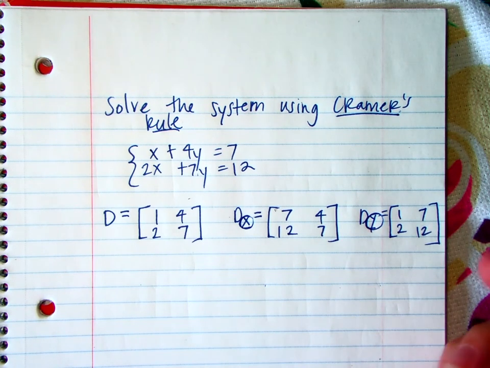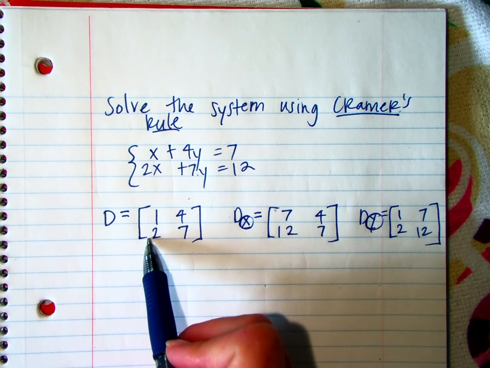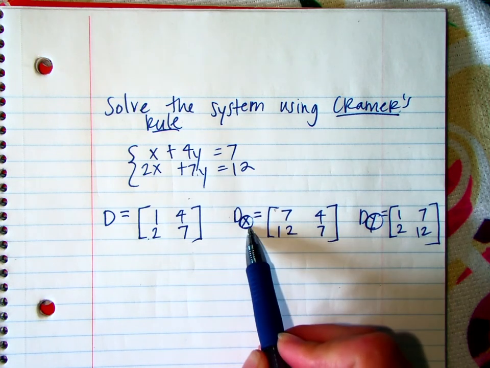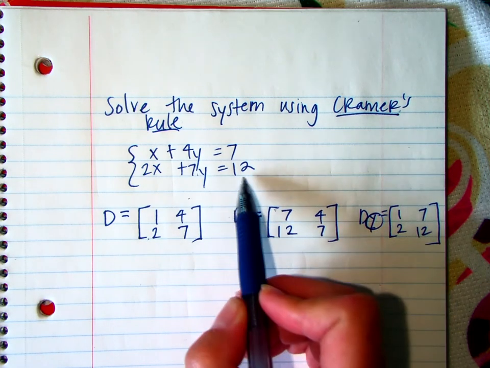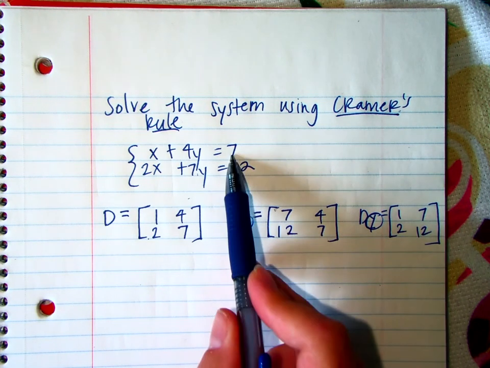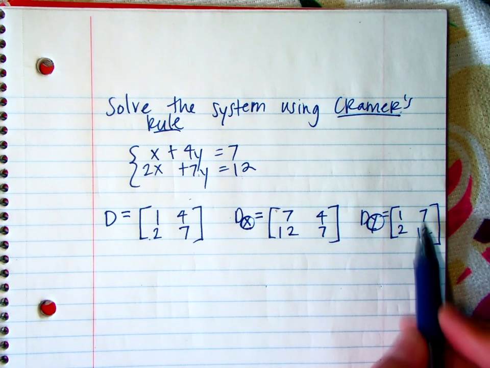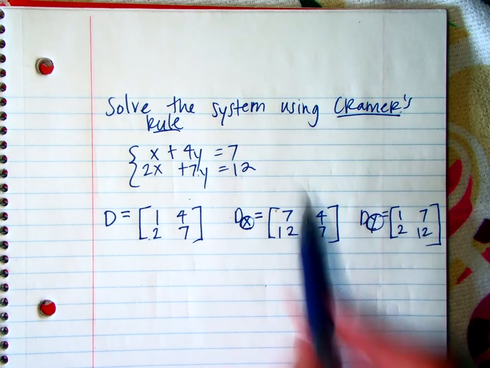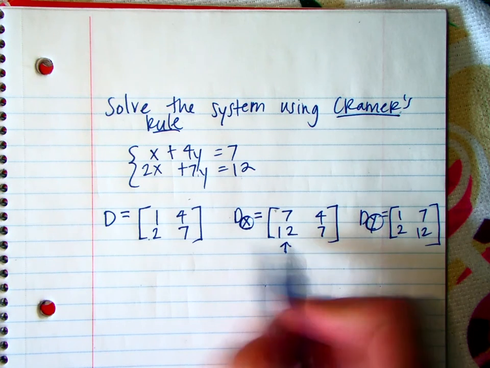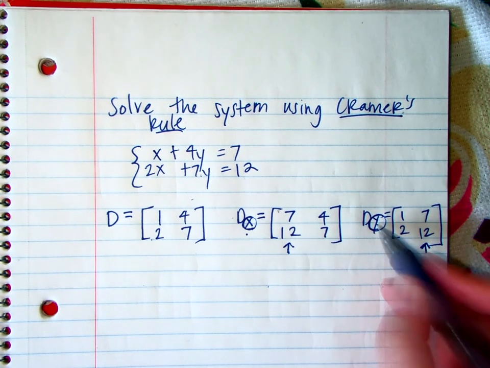If you look here at the coefficients of X, they were 1 and 2, right? That's what these 1 and 2 were. In this matrix, I've replaced those two coefficients with the constants from those two equations. So first constant, second constant. For D sub Y, this time the Y coefficients have been replaced with the constants. So I replaced the constants where they were the coefficients of X, and here where there were the coefficients of Y.